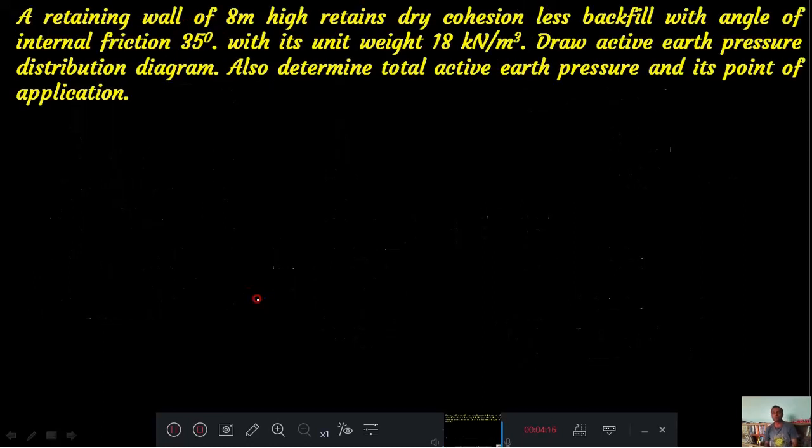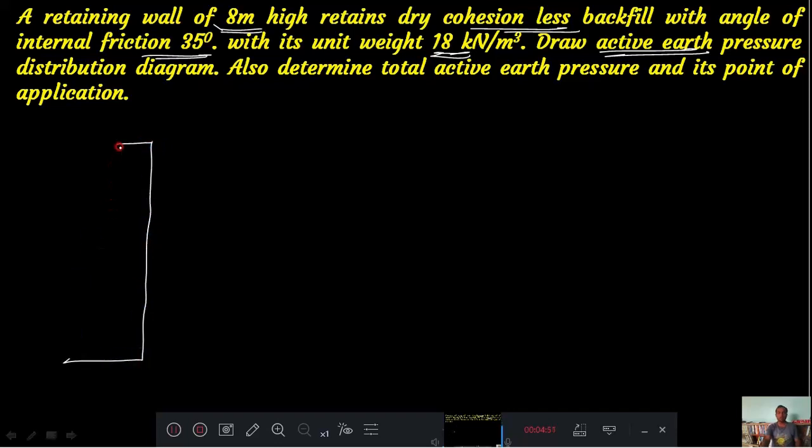Now we will consider one problem. The retaining wall is 8 meters high and retains a cohesion-less soil as backfill, with an angle of internal friction of 35 degrees and unit weight 18. We need to calculate the active earth pressure distribution diagram, and also determine the total active earth pressure and its point of application. This problem we will solve. What are the data? I will write the data inside the retaining wall, so that half of the problem will be understood.